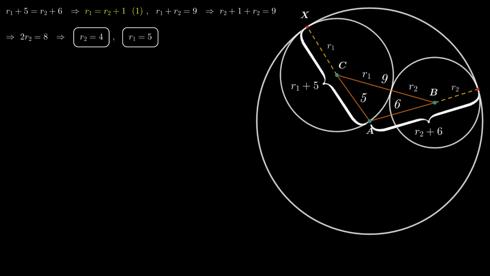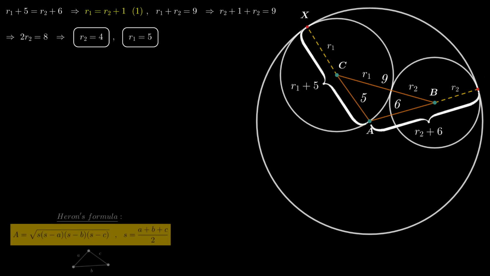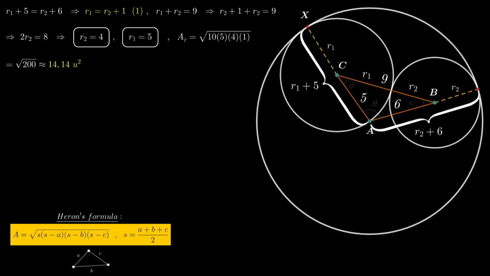So now we compute the total area of the triangle ABC using Heron's formula, which is this right here. Since we know all three sides of this triangle, S equals 6 plus 5 plus 9 over 2, which is 10. And we plug in all our parameters in our formula, and we get area of the triangle equals square root of 10 times 5 times 4 times 1, which is the square root of 200, which is approximately 14.14 square units.